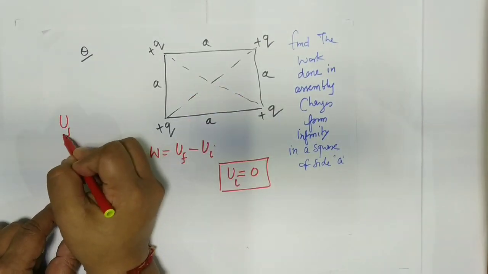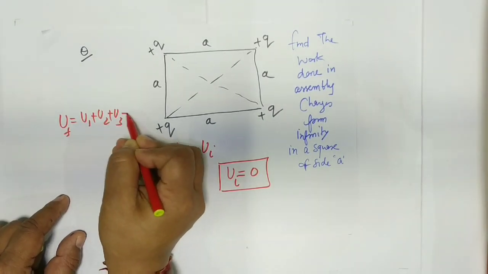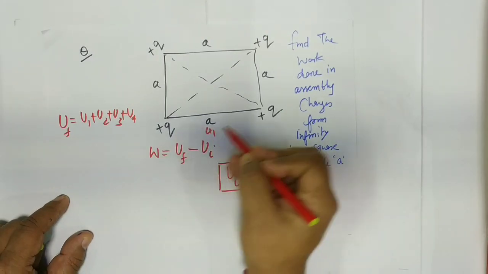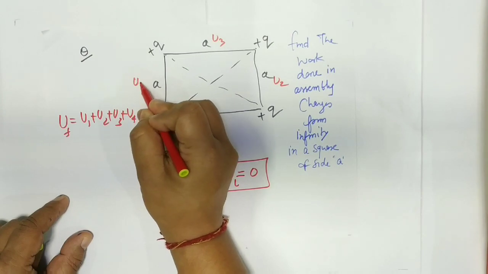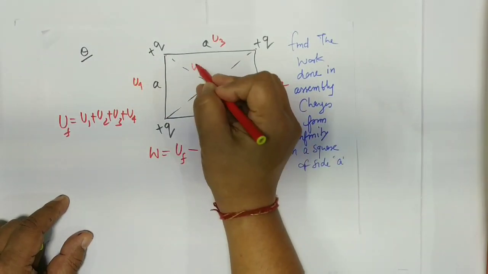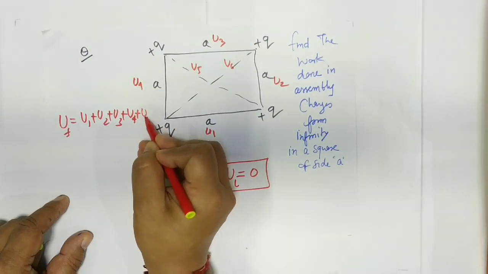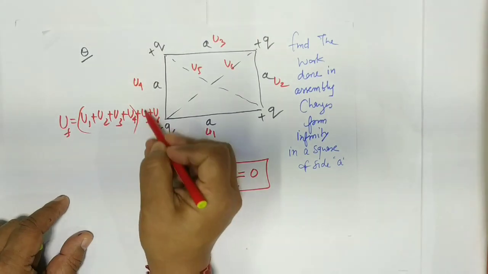So U final will be U1 plus U2 plus U3 plus U4 across the sides, U1, U2, U3, U4. And you remember across the diagonal it will be U5 and U6. So that is U5 plus U6. You remember it was a question in class 11th also in gravitational.